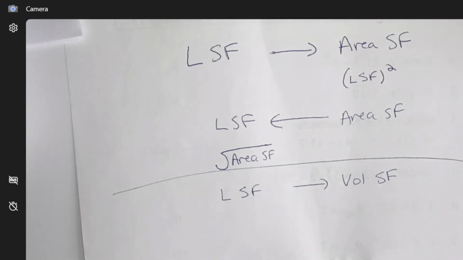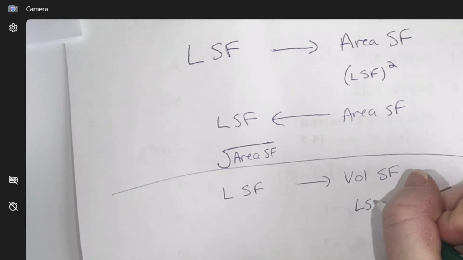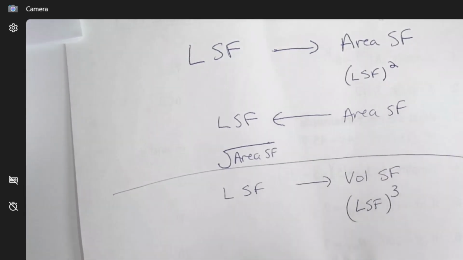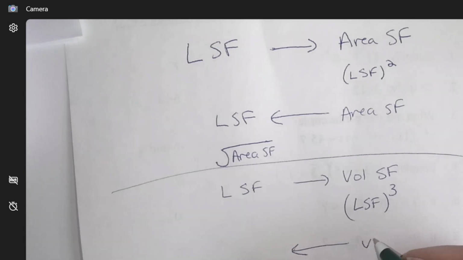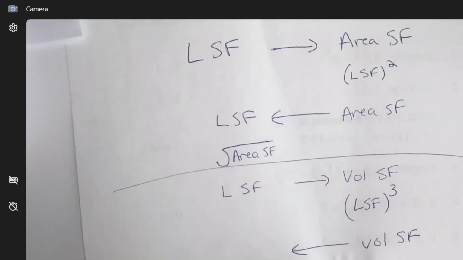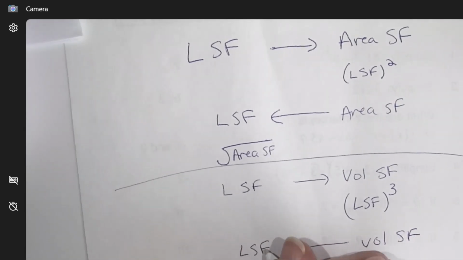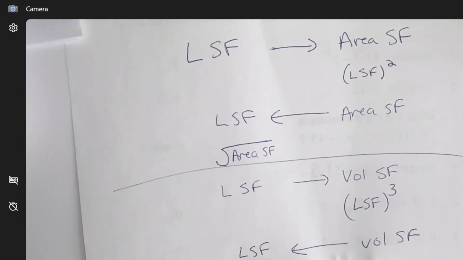So what do I do if I'm going from a linear to a volume? You're going to do a cube of the linear. And what do you think you're going to do if you have a volume scale and you want to figure out what the sides are doing? What do you think you do backwards there? You need to do a cube root.